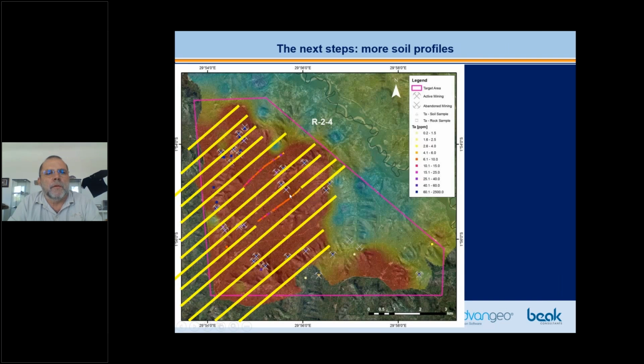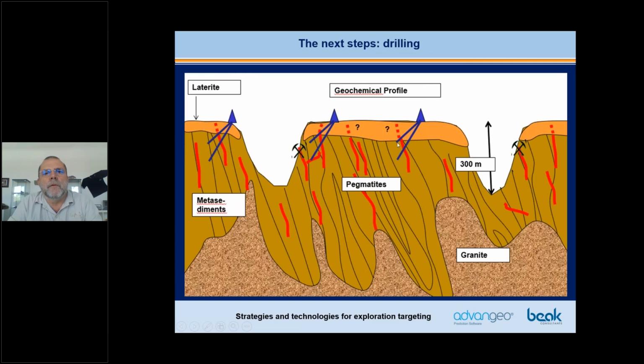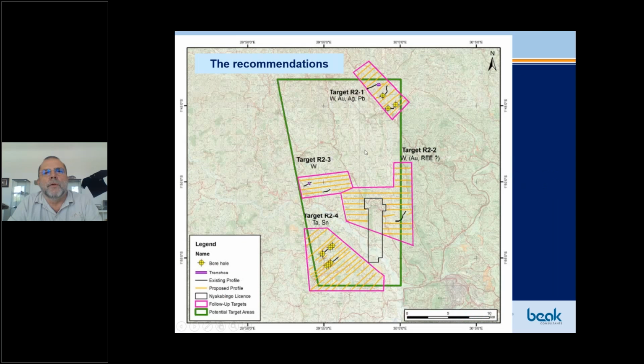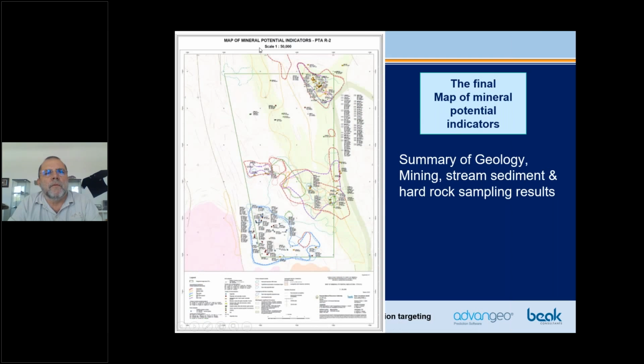So we have here the recommended extension of the soil profiles and points for drilling shown on this map here. The final results of the geochemical and geological investigations are shown on this map. We called it map of mineral potential indicators.